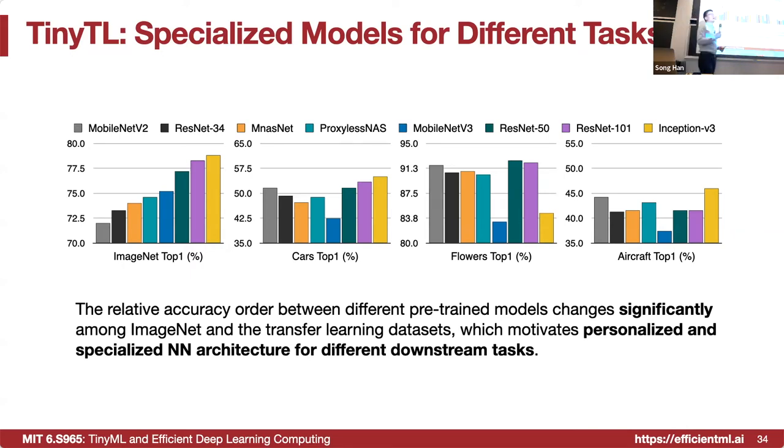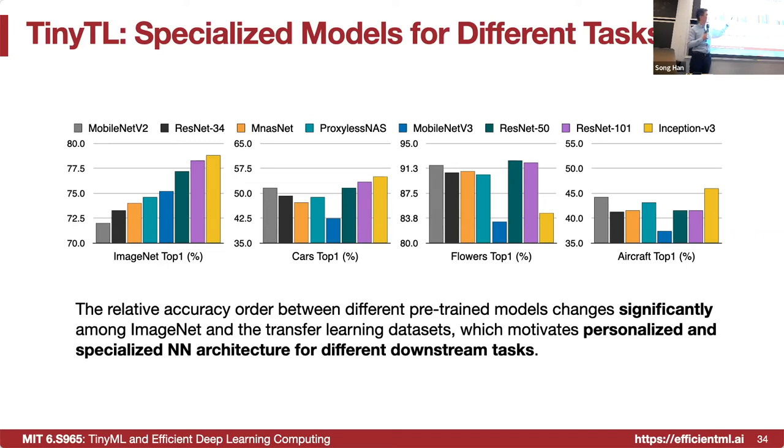All right, let's see another problem for transfer learning. Previously we were doing ImageNet pre-training, and this is the accuracy on ImageNet across different model architectures. This one is MobileNetV2, followed by ResNet-34, MnasNet, and this is ProxylessNAS we have learned, MobileNetV3, even better. Then this is ResNet-50, pretty large, pretty accurate, and then ResNet-101, even larger, 2x deeper, and then Inception V3, which has the highest accuracy on ImageNet. So a natural question is, if a model performs well on ImageNet, like this yellow Inception V3, does it perform equally well on different downstream tasks?